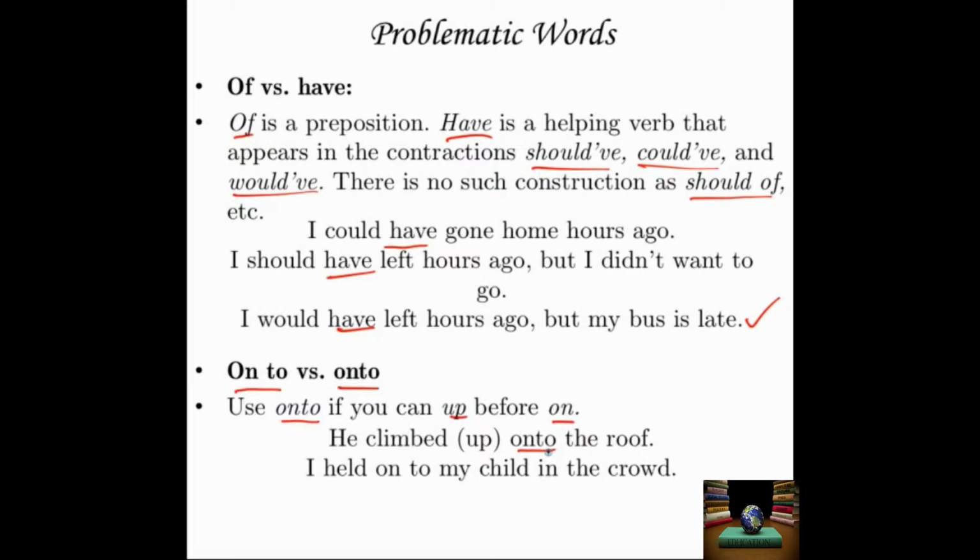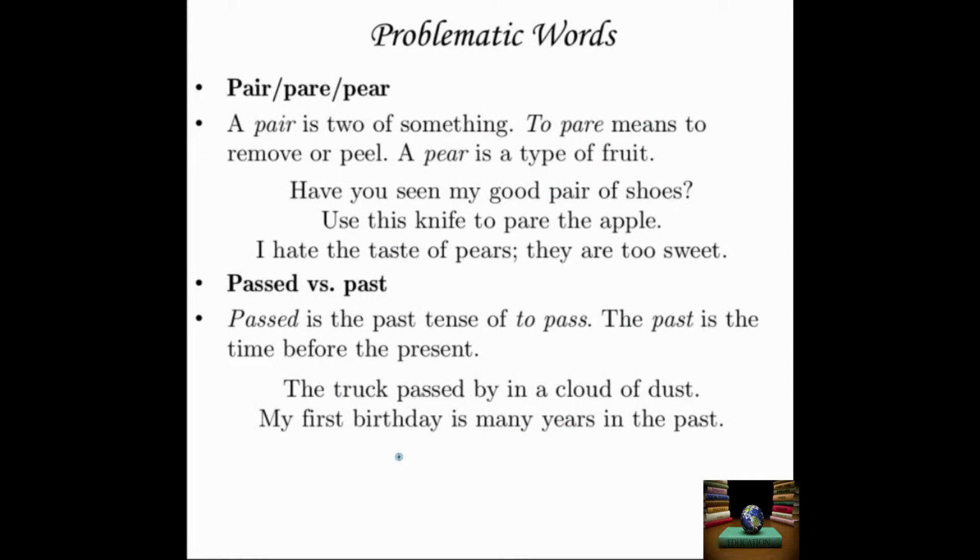I always think of this as the person climbing onto the roof tends to be hanging on very tightly because they don't want to fall off. I don't know, that's what I do every time I have to climb onto a roof. So you put the letters as close together as you possibly can, just like that person clinging to the roof. Whereas if you don't have up involved, there's no fear of heights, and you can have a space in there. So I held on to my child in the crowd. You may want to hang on to your child pretty tightly, but there's no fear of heights involved, so you can have the space.